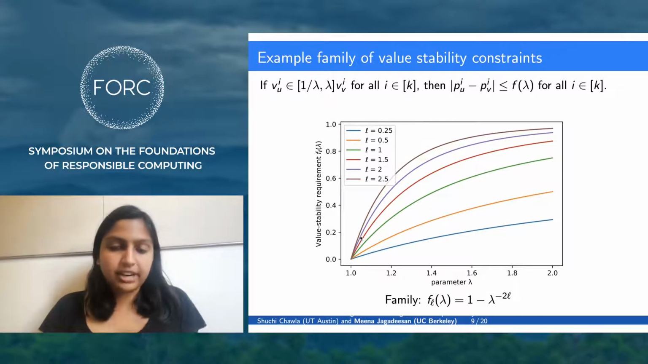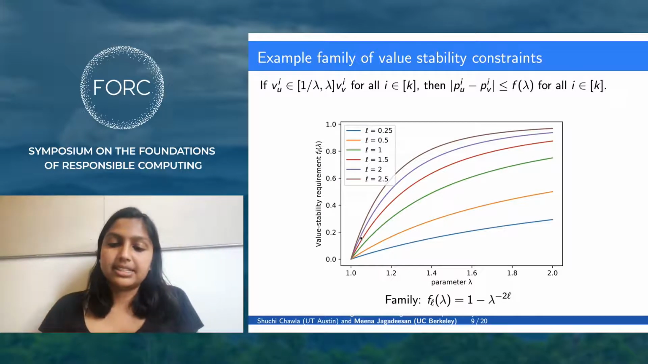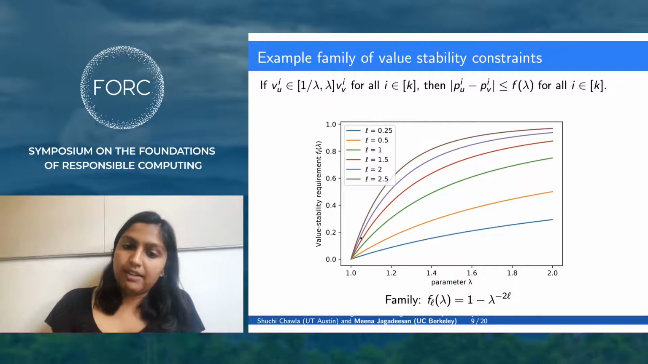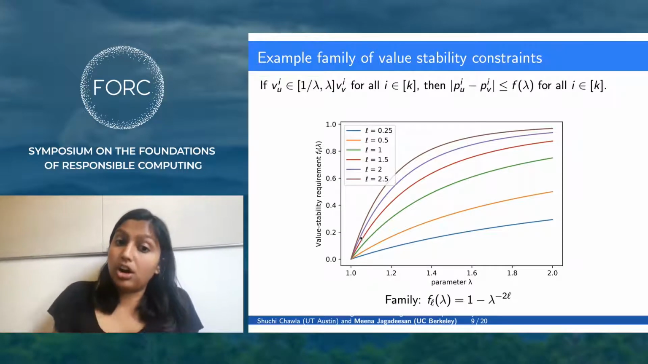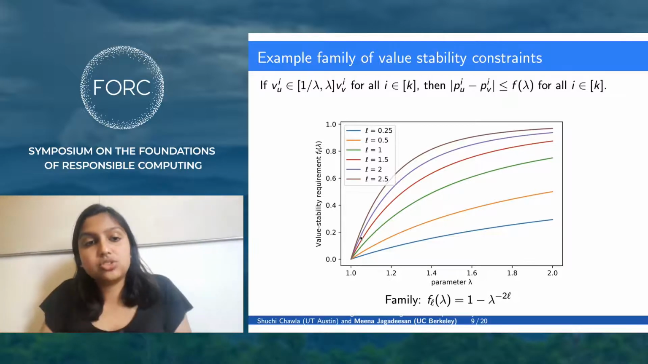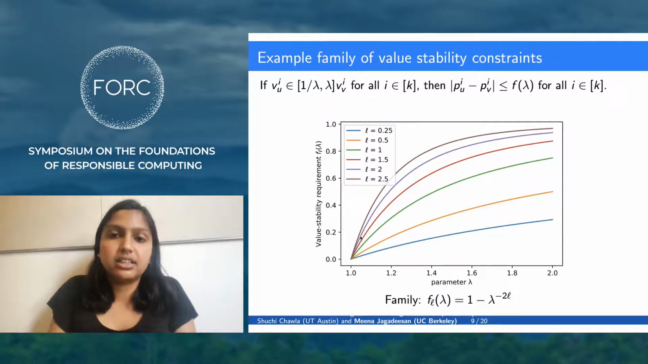So here we plot a family of value stability constraints of the form 1 minus lambda to the negative 2L. So when L is very small, this value stability constraint is very strong. And as L gets larger, the value stability constraint weakens. So this sort of captures a range of strengths of value stability conditions.